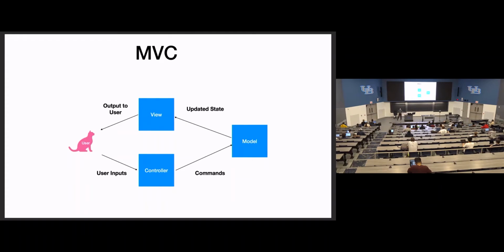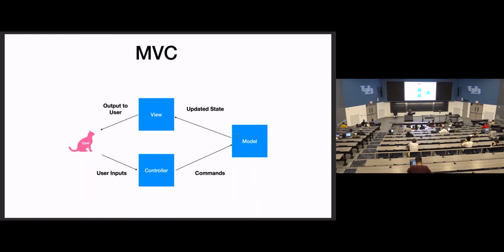Visually, it looks like this. The user is going to send inputs into the app through its controller. The controller is going to convert those inputs, those user inputs, keyboard, mouse inputs, whatever, voice recognition. It's going to convert those into method calls of the model's API. So it's going to send those commands to the model using the model's API.